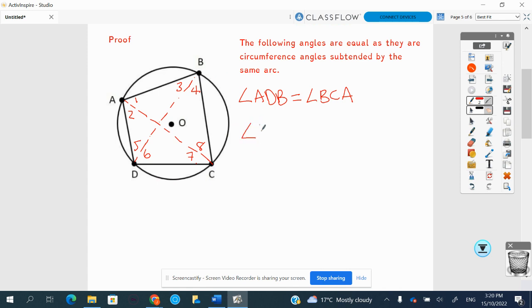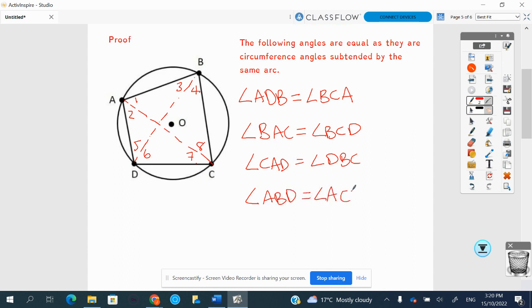Angle BAC is equal to angle BDC. Angle CAD is equal to angle DBC. Angle ABD is equal to angle ACD.